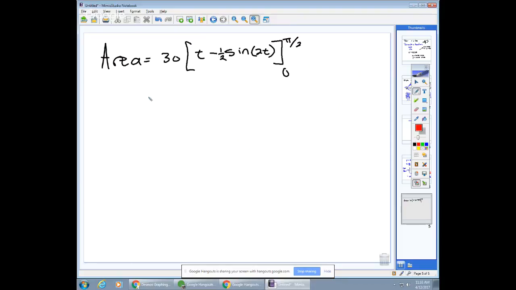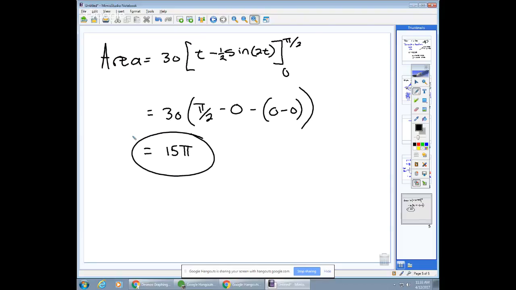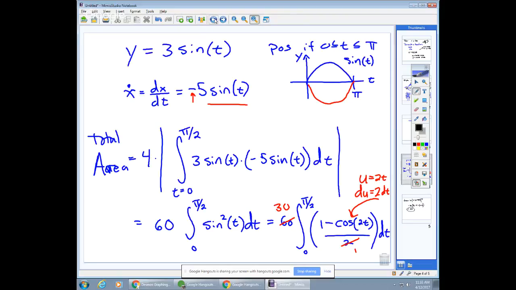Evaluating our boundaries, we get 30 times parentheses pi over 2. Now, the sine of 2 times pi over 2 is sine of pi, which is 0, so I'm going to get a minus 0. And then minus, plugging in 0, I get a whole bunch of zeros. It's always good to double check those, because sometimes we can mislead ourselves. It's not bad. So now I have pi over 2 times 30, which is 15 pi for the area. Is there anything special about 15 and the numbers that we started with?